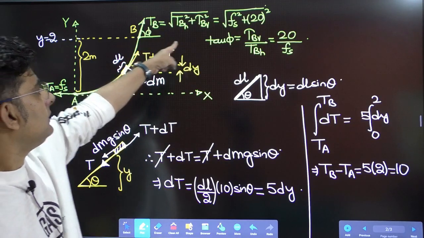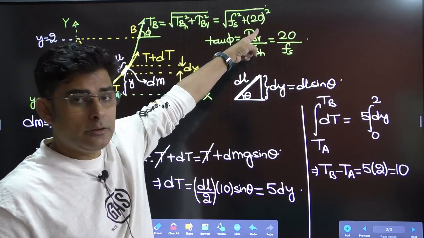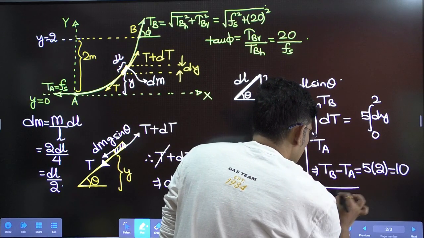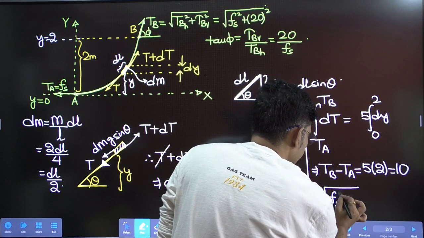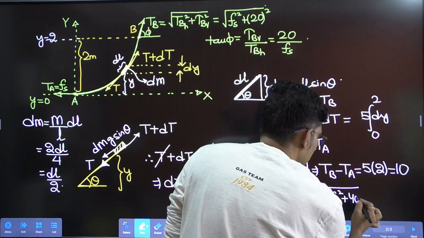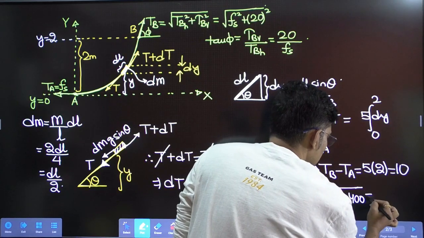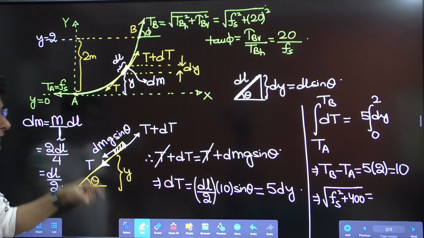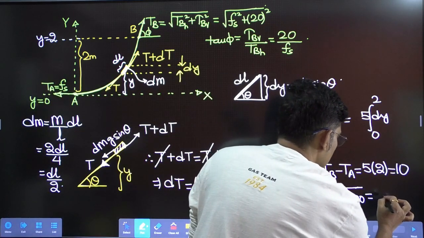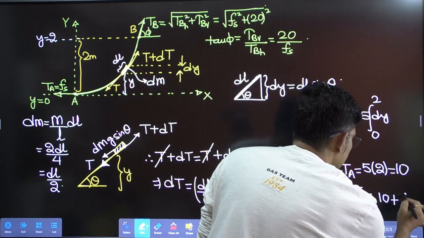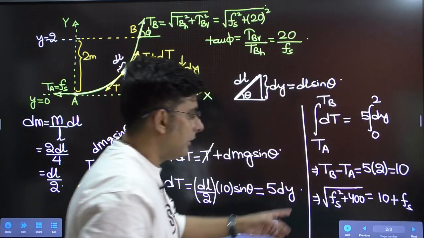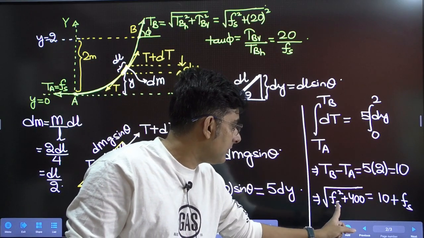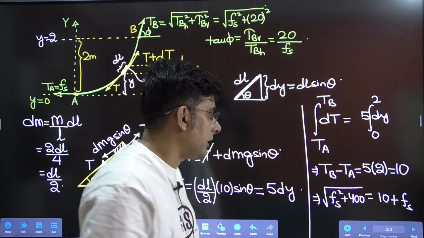Now what is TB? TB is under root of Fs square plus 20 square. So we can take it here: under root Fs square plus 20 square means 400. This will be equal to, take TA on the other side. What is TA? TA is Fs. So 10 plus Fs. Now we can very easily calculate Fs. How? Just square both sides. So Fs square plus 400 under root is equal to 10 plus Fs.